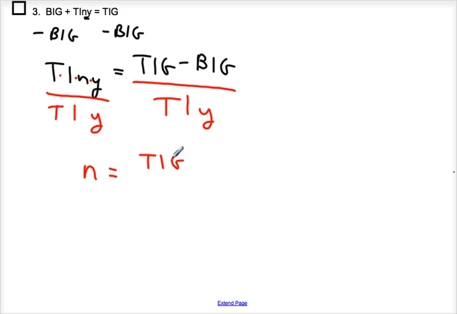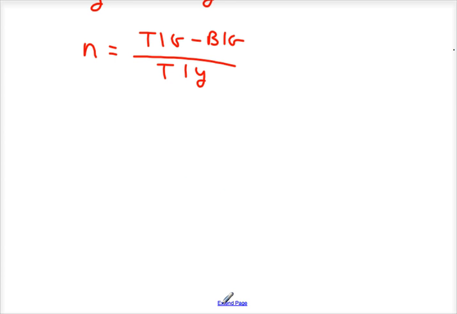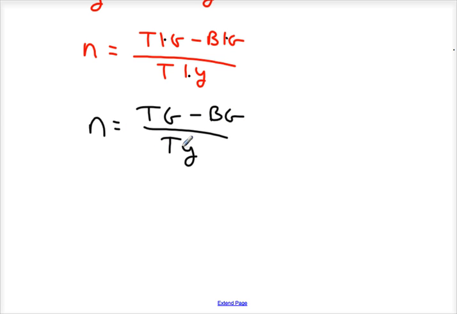So if you left me the answer TIG minus BIG all over TIY, that's a pretty good answer. You could simplify it a little bit more. We'll be doing more of that throughout the year. The simplification that I would like to see out of that is to recognize, hey, these all have an I in them. So rather than leave I in every single term, because they all have an I, you can take that I out. TG minus BG all over TY.